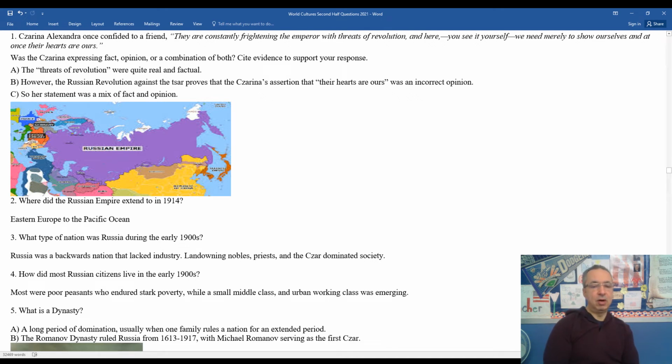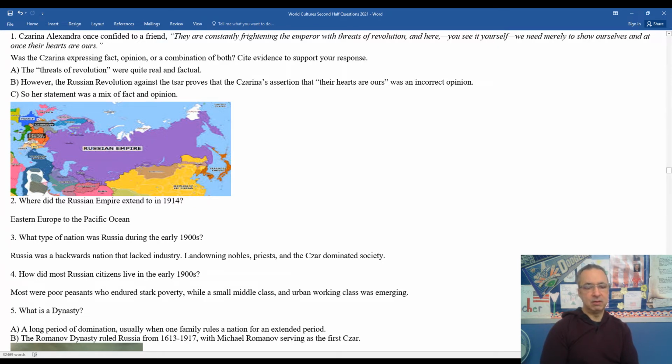Okay, the Tsar at this time is Tsar Nicholas II. His wife is the Tsarina, which is the title of the wife of a Tsar. So Alexandra is the wife of Nicholas II, and she once confided in a friend, "They are constantly frightening the emperor with threats of revolution. And here, you see it yourself. We need merely to show ourselves, and at once, their hearts are ours."